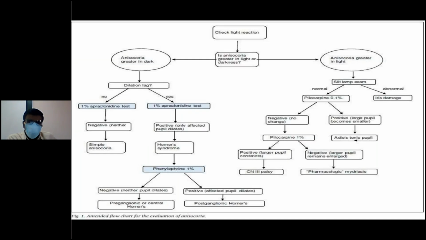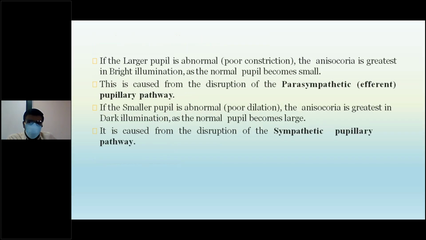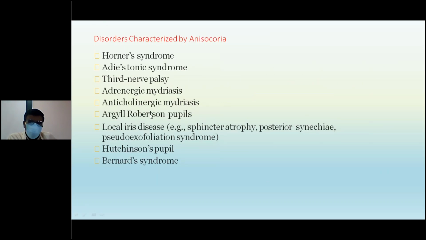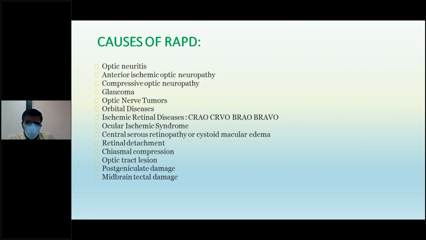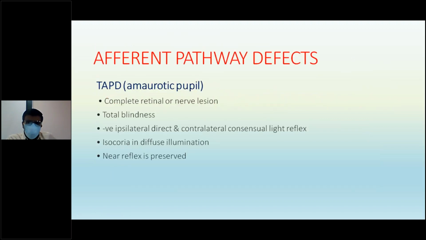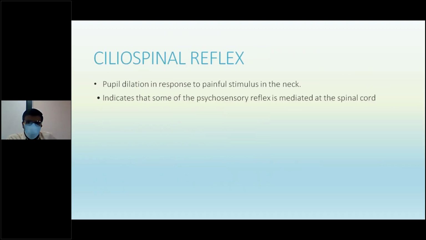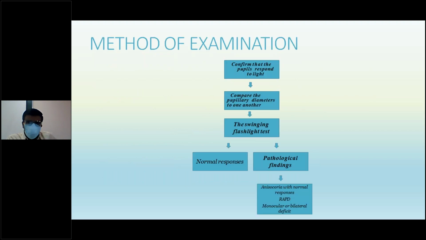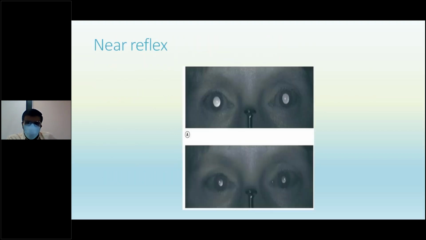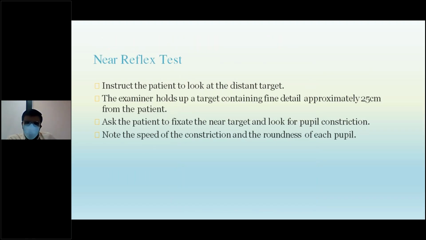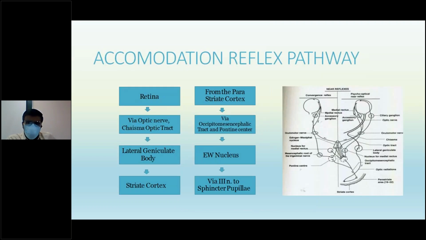These are the various pupillary abnormalities, of which Holmes-Adie tonic pupil, Horner syndrome, third nerve palsy, Argyll-Robertson pupil, these are all important for you. RAPD is also very important. The test for RAPD is the swinging flashlight test. The other name for Marcus Gunn pupil is RAPD.